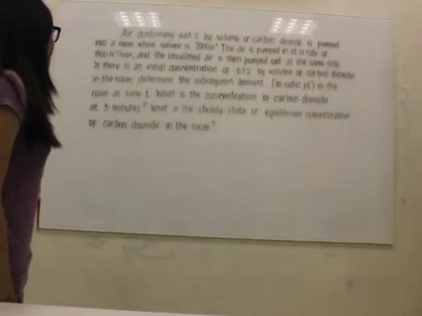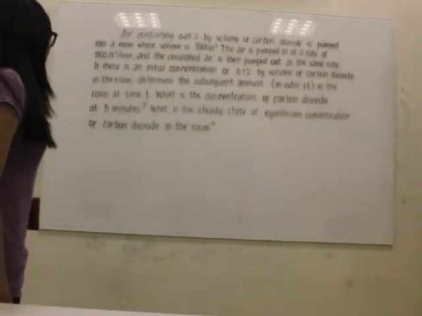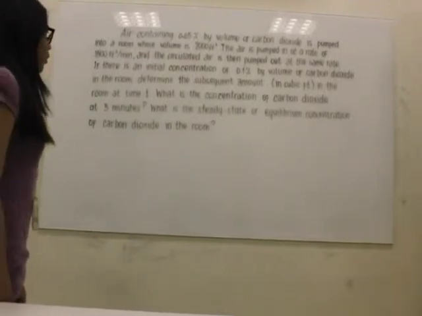Air containing 0.05% by volume of carbon dioxide is pumped into a room whose volume is 7,000 cubic feet. The air is pumped in at a rate of 1,500 cubic feet per minute, and the circulated air is then pumped out at the same rate. If there is an initial concentration of 0.1% by volume of carbon dioxide in the room, determine the subsequent amount in cubic feet in the room at time t. What is the concentration of carbon dioxide at 5 minutes? What is the steady state or equilibrium concentration of carbon dioxide in the room?